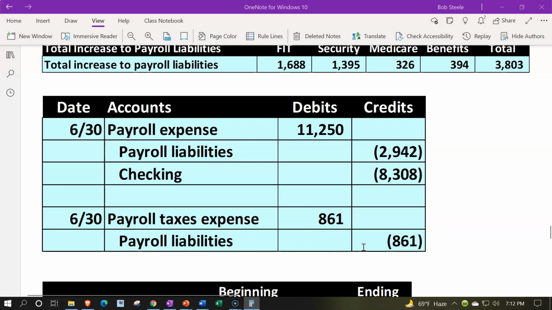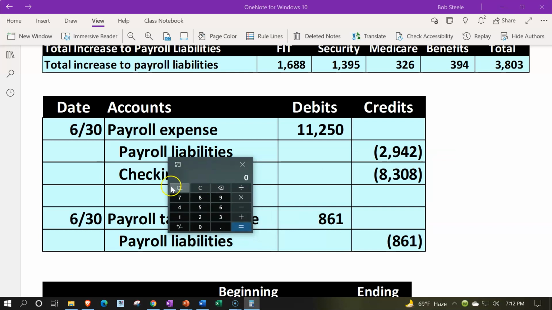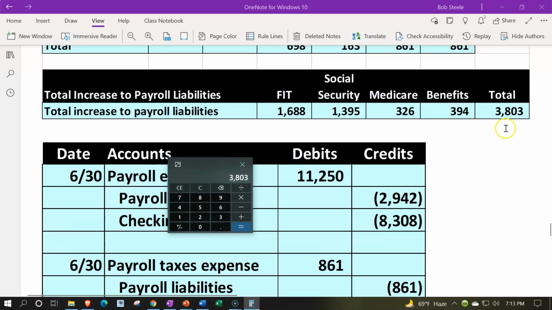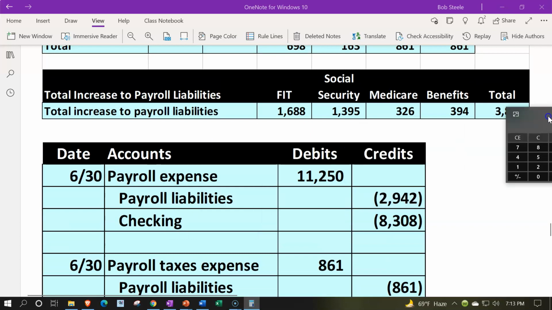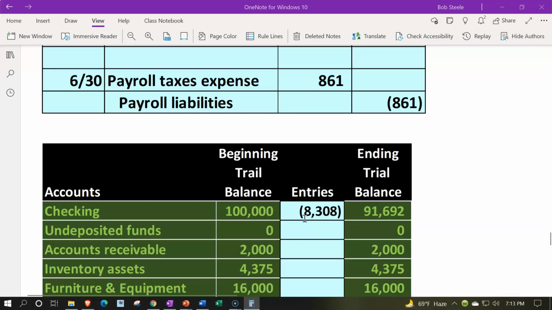So this is hitting the same liability account. The liability account now increasing by both the amount from the employees that we took from the employees and now we owe on their behalf, which that was for the 2942, plus our portion of the 861 that we're going to have to pay that are our taxes over and above. There's the 3,803, the 3,803 here. Let's go ahead and post it out and see what happens.